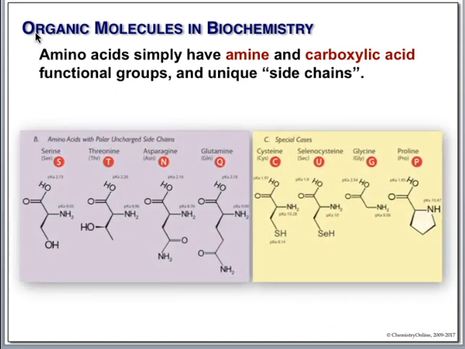These are uncharged but polar. So we have an alcohol, another alcohol. This is an amide. Remember the amide? Here's another one. Thiols, remember they stink. Selenium compounds, they stink too. This is glycine. It's the simplest amino acid, simply the amino group and the acid.